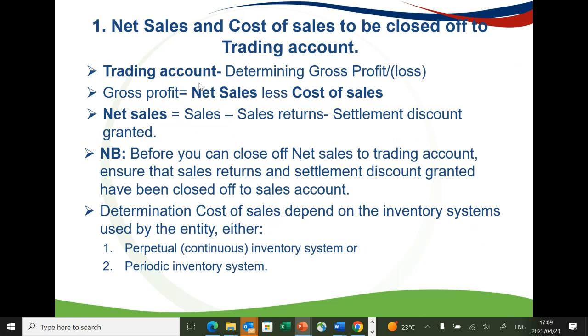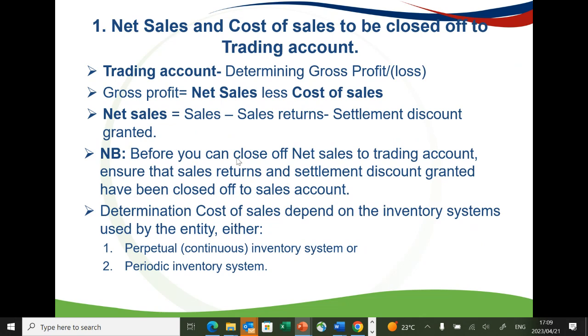So in the trading account, we've already highlighted, we are trying to determine what? The gross profit or loss. So how to calculate gross profit or loss? You will just say your net sales less cost of sales. And net sales, I've already explained, is that you say sales less sales return less your settlement discount granted.